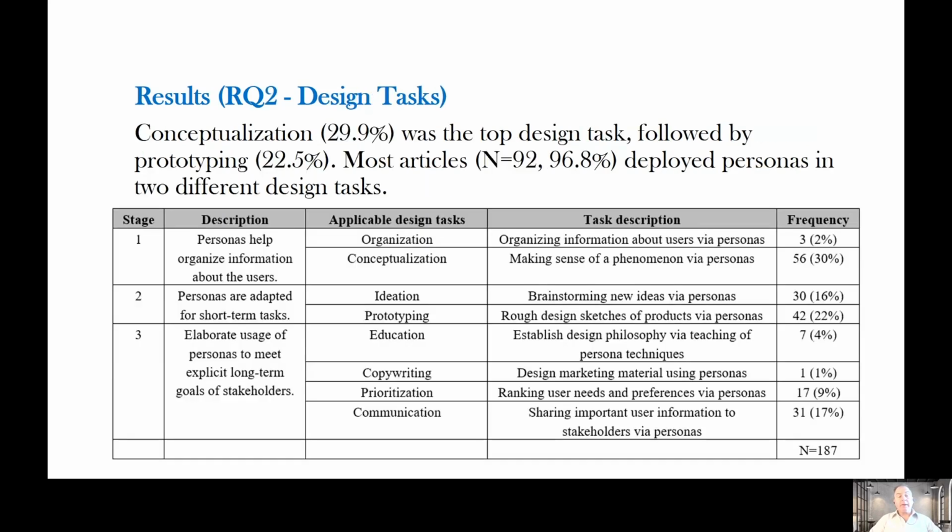For design task, conceptualization was the top design task, quickly followed by prototyping. Most articles employ personas in 2 different design tasks, with conceptualization and prototyping being the most common pair. And you can see the various design tasks and the task descriptions here and the frequency that they're employed.